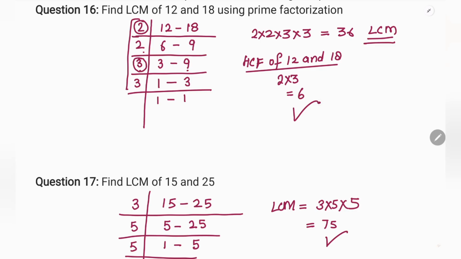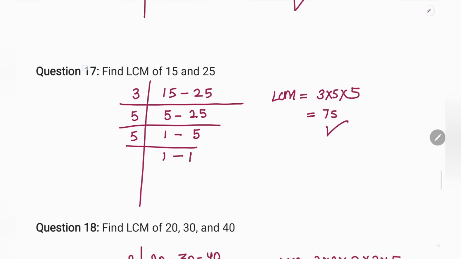Okay. For LCM, you take all these numbers. Everything. 2, 2, 3, 3. But for HCF, you only take those prime numbers which divide both of these numbers or all of these numbers. Like let's see here 15 and 25.